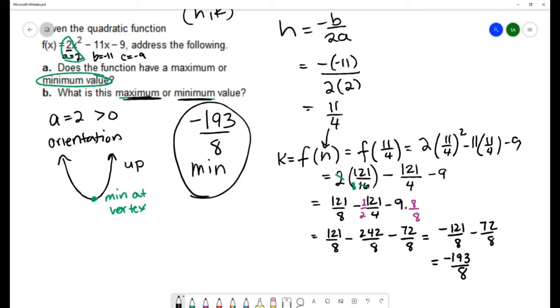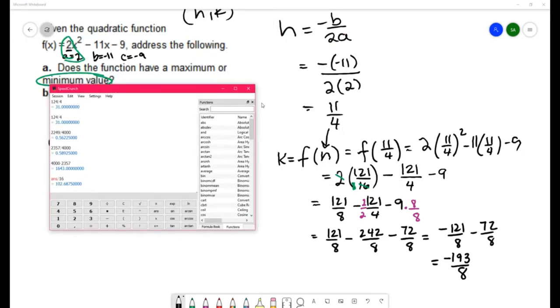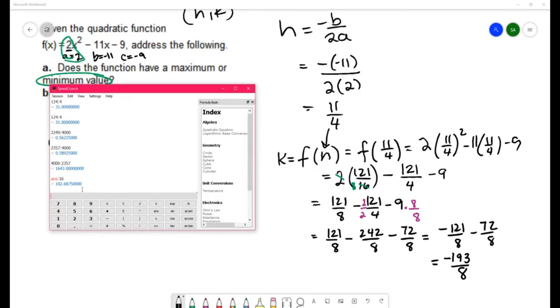Now you could also use your calculator and get a decimal approximation for this. So let me bring my calculator up. And I've got this calculator here that I've downloaded. And it's got a negative 193 over 8. And that gives me a negative 24.125.